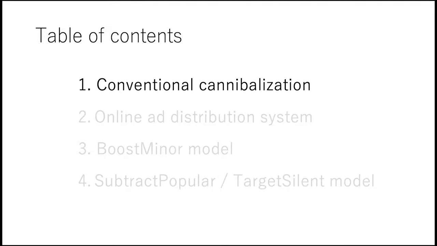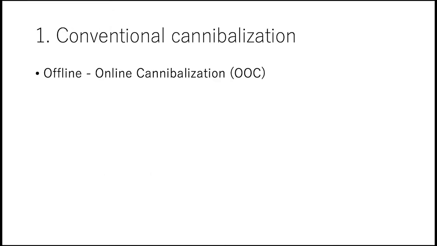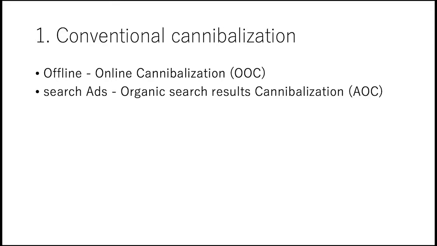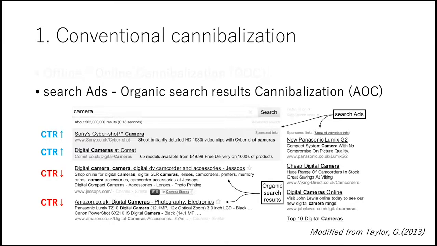Then I will explain conventional cannibalization. Some cannibalization has already been reported, for example, offline-online cannibalization or search ads organic search result cannibalization. AOC is like this. If such advertisements are inserted into the upper section or right section of organic search results, users click these advertisements instead of organic search results and are less likely to click organic search results. This means that such advertisements cannibalize organic search results, so we call this problem cannibalization problem. We found another type of cannibalization problem in this work.